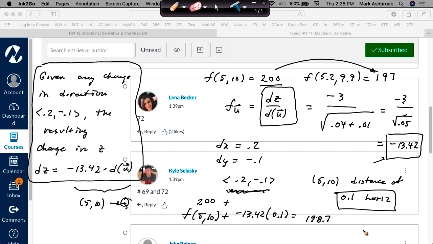Tyler. So I understood the process and I get how we did everything. Just as far as the starting of it, when you have the directional derivative, the f_u equals dz over du, where did you get that? So that's just rate of change, right? Everything we've done with rate of change would be the change in the dependent variable, which is z, per change in independent. So like when we did partial with respect to x, that was dz dx.